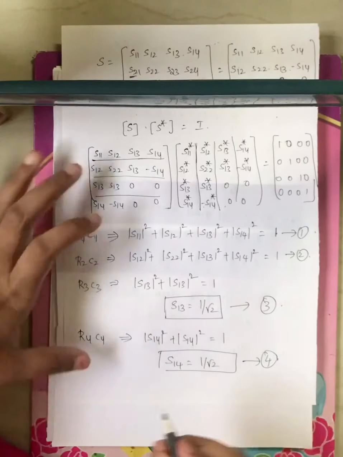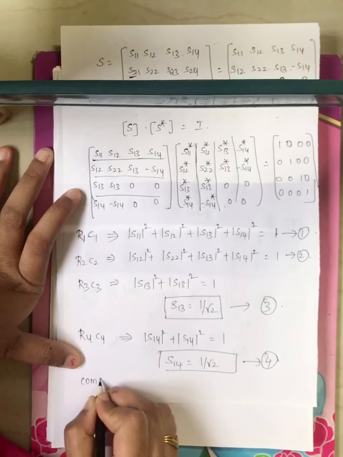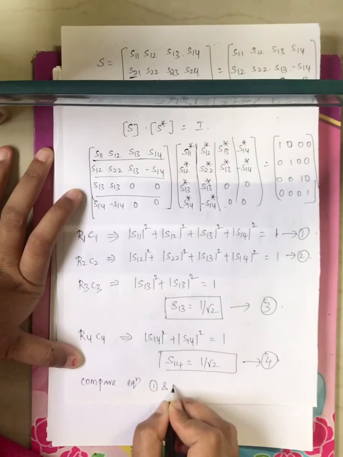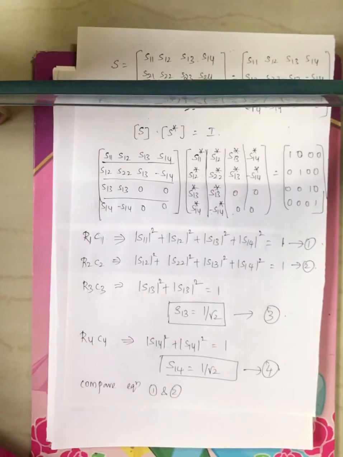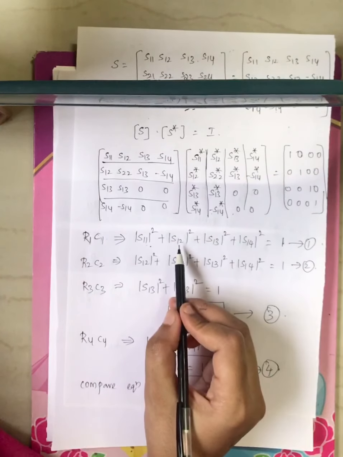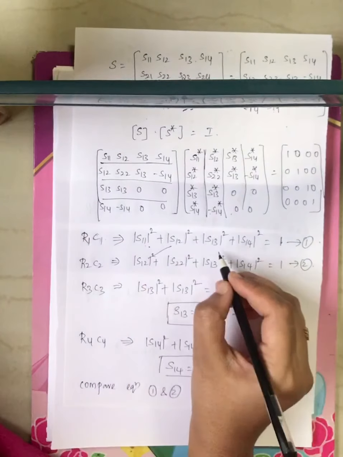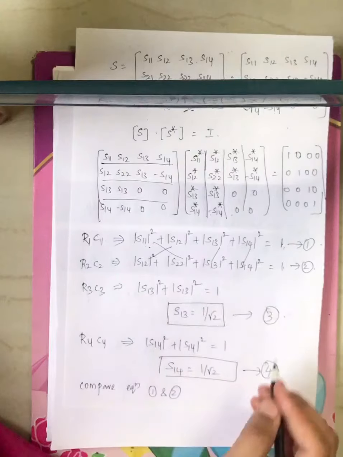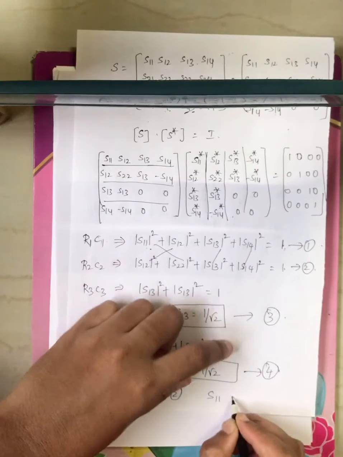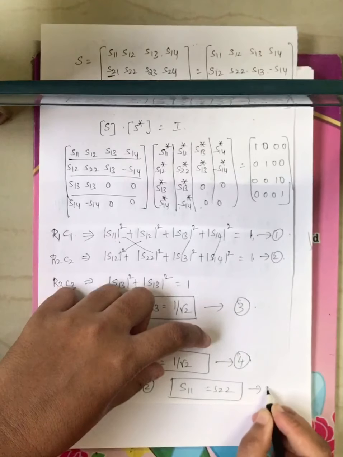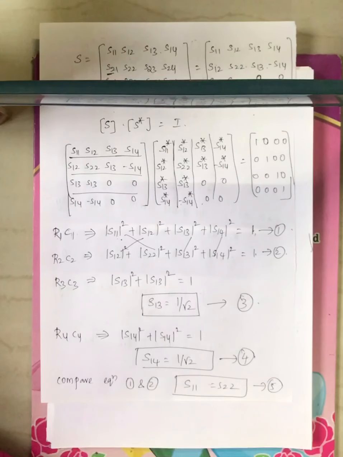Now compare equation 1 and 2. If I compare equation 1 and 2, what will you get? This is your equation number 1: mod S11 square, S12 square, S13 square, S14 square equals 1. Now what equals what? S11 equals S22. Represent it as equation number 5.